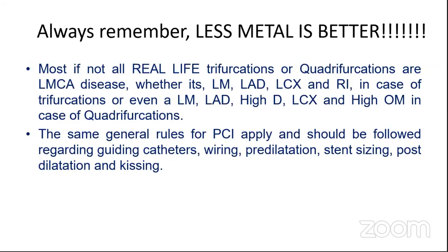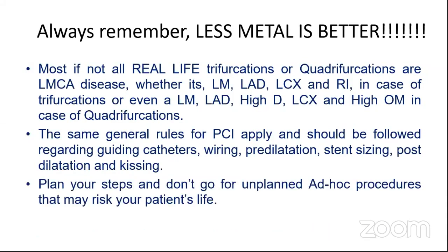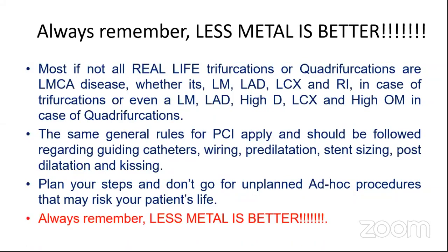Stent sizing should be 1:1 according to the distal diameter. And you should know that the FDA-approved stents at size 4 millimeter can be increased up to 5.5. Post-dilatation and kissing if needed, as we did in this case. Plan your steps. Do not go for an unplanned ad hoc procedure. It may risk your patient's life, and it may risk your own career as a doctor. Always remember, less metal is better.